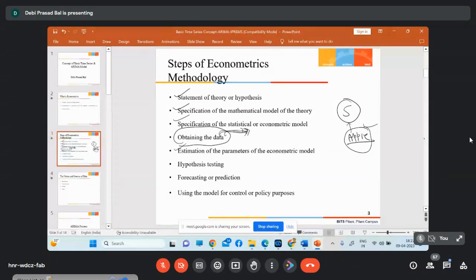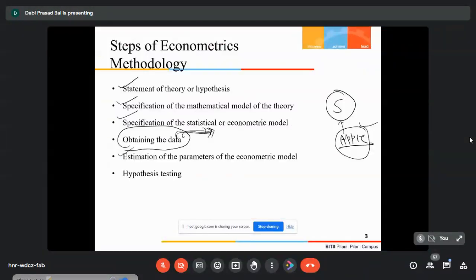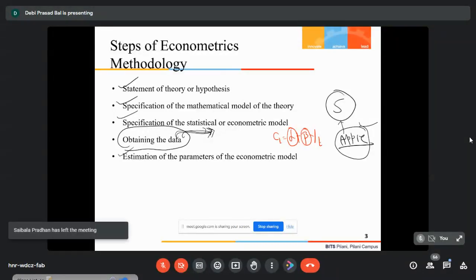Once you have collected the data, any kind of data, your next job is to get the parameters. These are the parameters: intercept coefficient and slope coefficient. Your next job is to get these parameters. How have you done this? Through minimization of the error. So you have minimized this error.